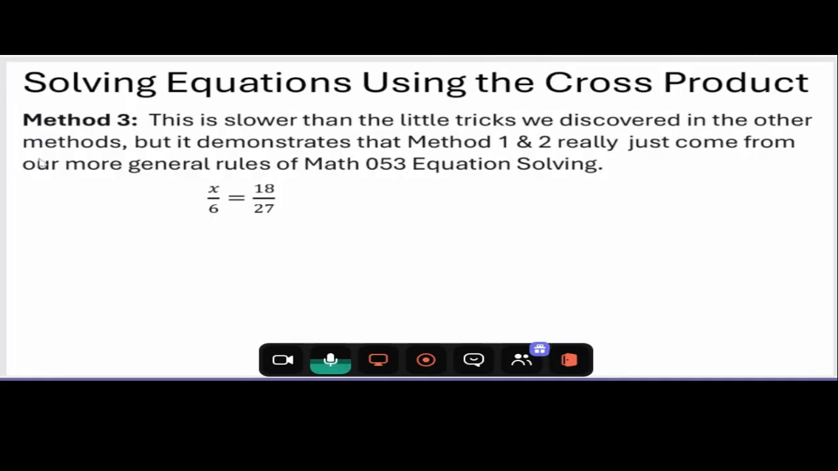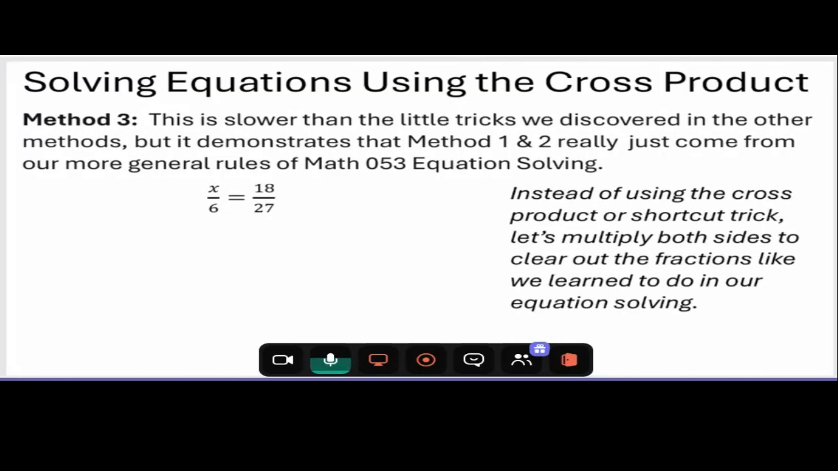Because it's an equation, I can multiply by anything I want and make those fractions go away. So that's what this little note over here says. I'm going to multiply both sides by 6 because I want that 6 to go away, and I'm going to multiply both sides by 27 because I also want that 27 to go away. I'm allowed to do this because I'm allowed to do anything I want to an equation as long as I do it to both sides.